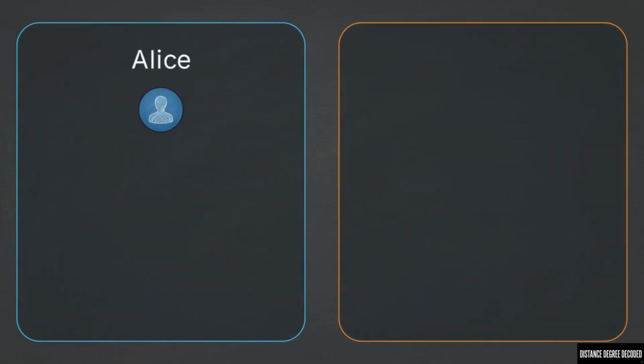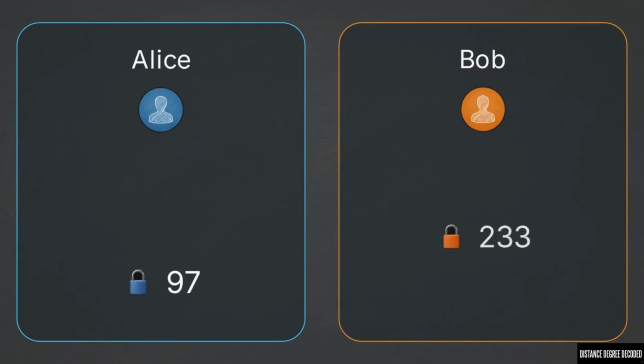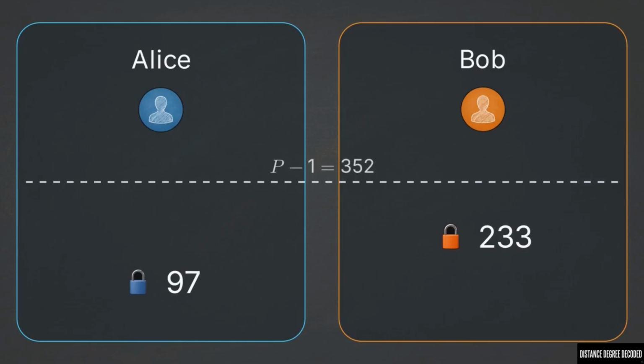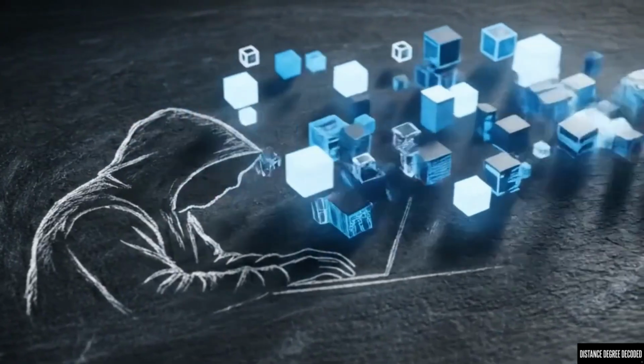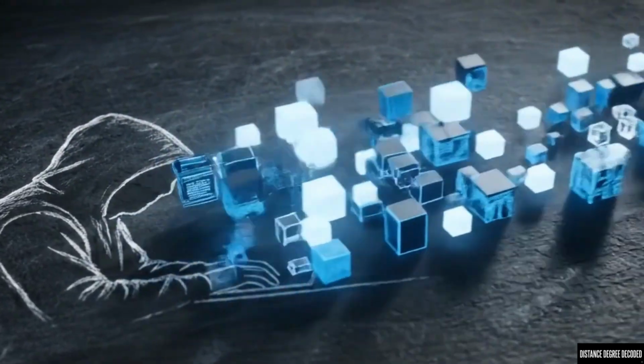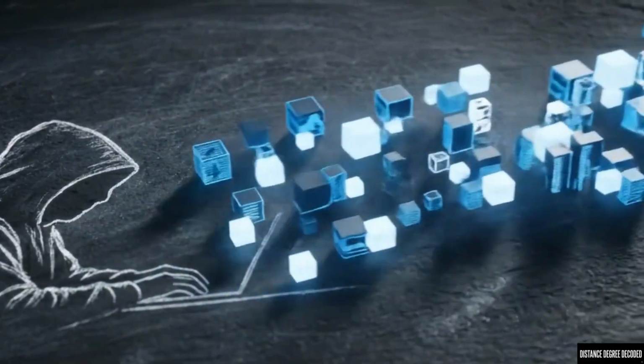Next, each party generates their own private key. Alice is here on the left, and Bob is on the right. They must never share these numbers. For our calculation, Alice selects a private key of 97. Bob selects 233. The only mathematical requirement at this stage is that both of these private keys must be less than our prime number minus 1, in this case, less than 352. At this exact moment, the network observer sees the public numbers 353 and 3, but is completely unaware of Alice's 97 or Bob's 233.